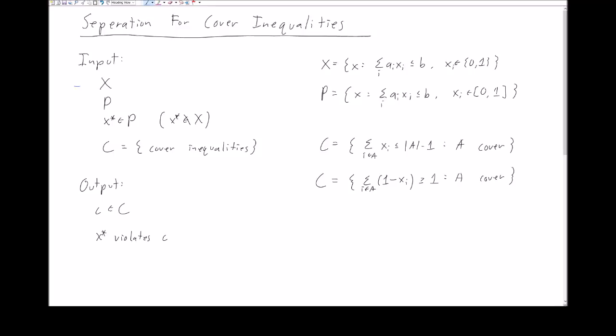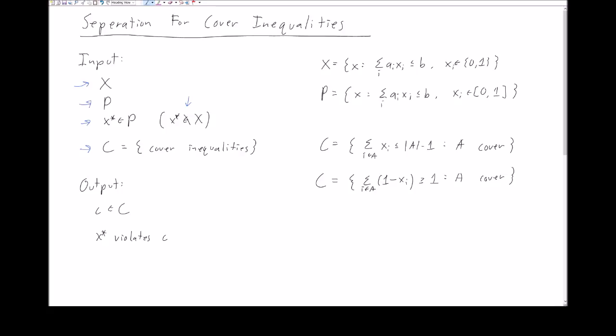We're given a feasible region X, a polyhedron P, some point X star inside of P, and we're going to assume in this case that this is not feasible for the region X. And we're also given our set of inequalities. In this case, we're given the cover inequalities. We can recall what a few of these things are.